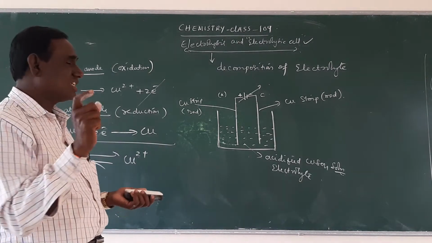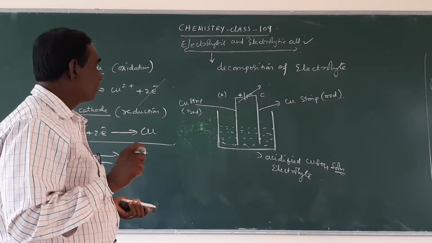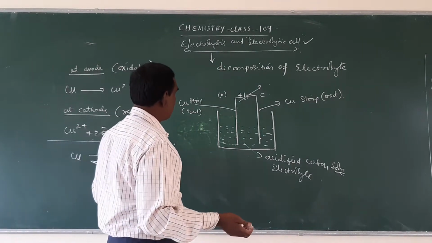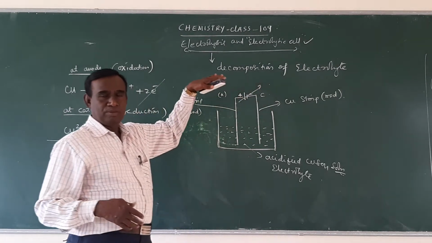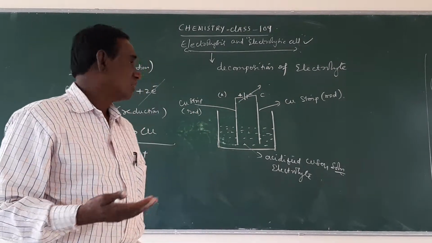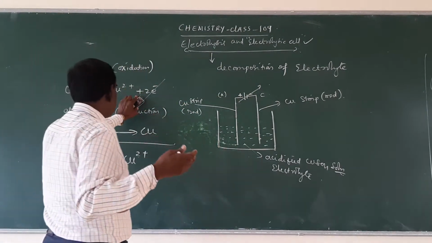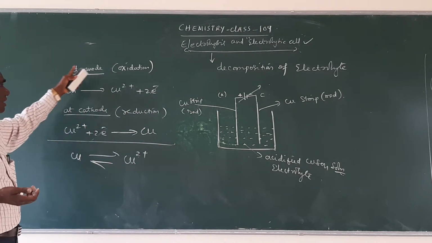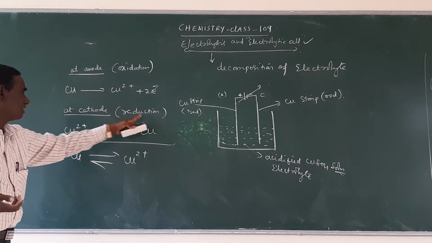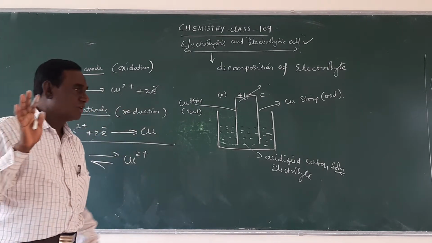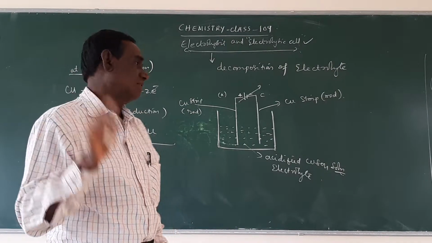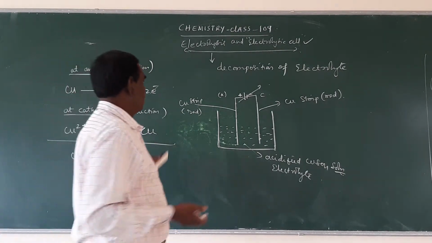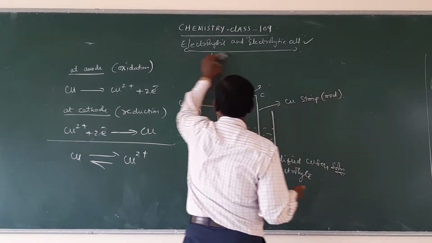So this is a typical electrolytic cell in which electrolysis takes place by passing electricity, by passing external voltage. That is how we can write the anodic reaction as well as the cathodic reaction. Generally, oxidation takes place at the anode and reduction takes place at the cathode in the electrolytic cell. So this is the typical electrolytic cell. Now, next we are going to take products of electrolysis.